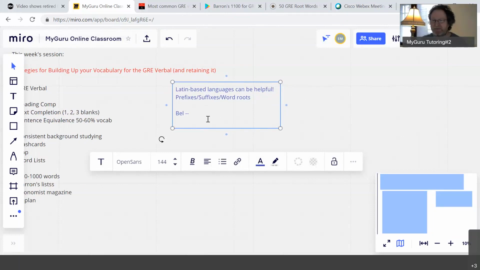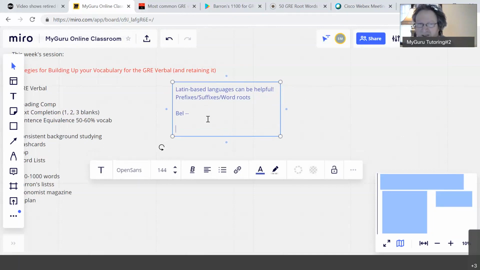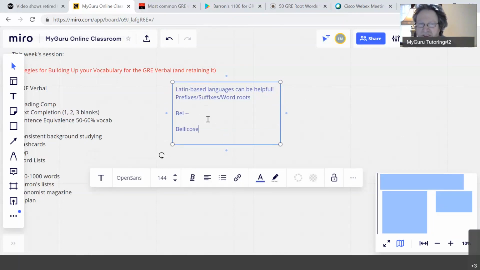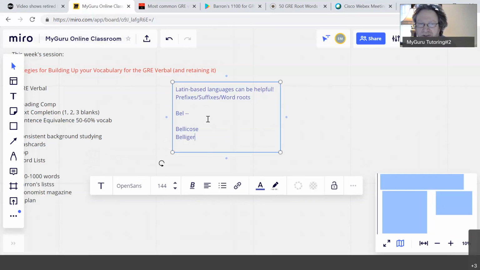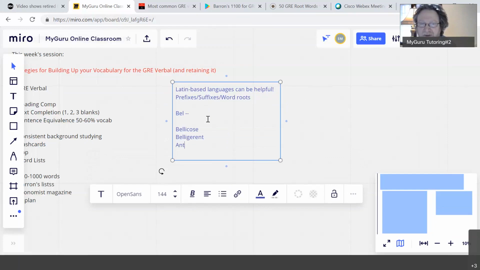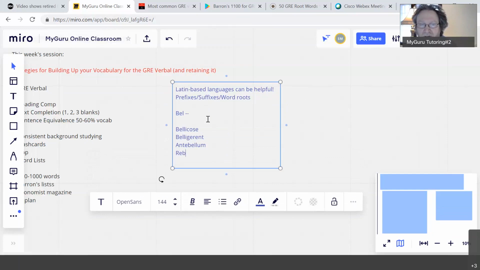Okay, I'm going to give some examples of where you might find it. All right: bellicose, belligerent, antebellum, rebel, post, much. This is technically a post spelling. Rebel, stuff like that. All right. Anyone know what these words might mean, or what the BEL might mean?